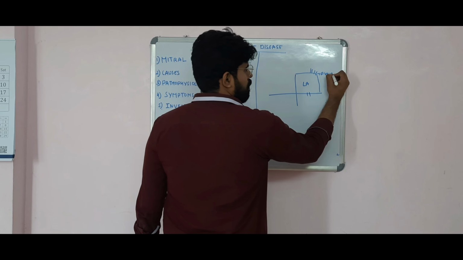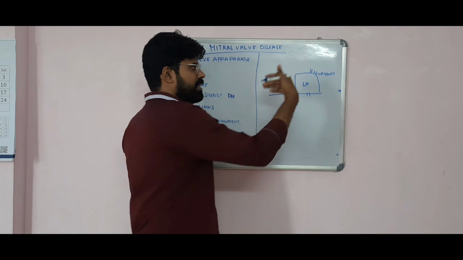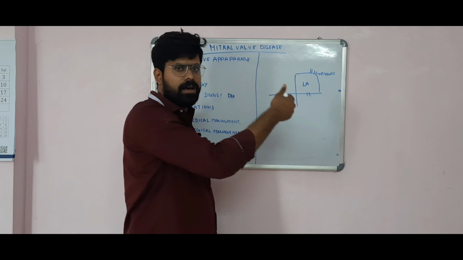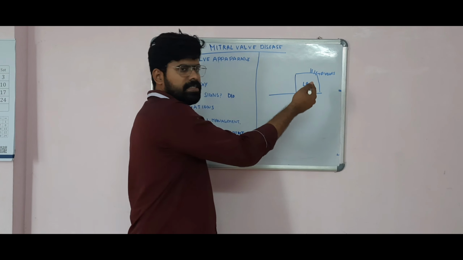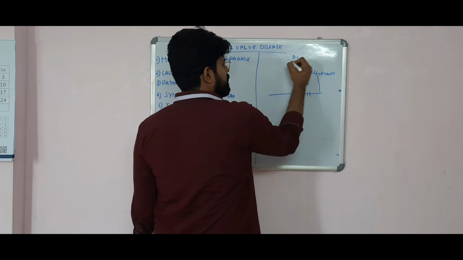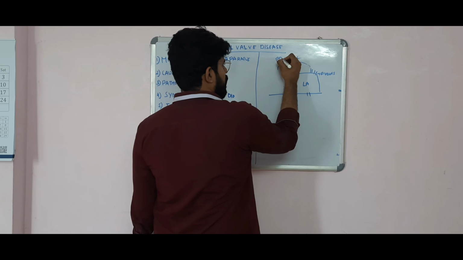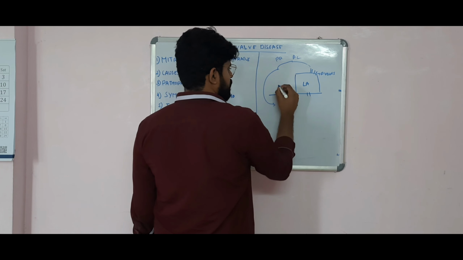Pulmonary veins. First, when the left atrial pressure increases, this left atrial pressure will be transferred into the pulmonary veins, and the pulmonary veins will go for pulmonary venous hypertension. Pulmonary veins will be followed by the pulmonary capillaries and the pulmonary artery. The pulmonary artery will open into the right ventricle and the right atrium.